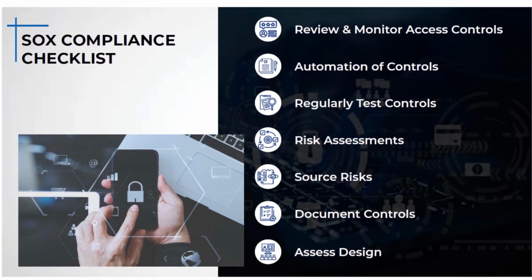Manual controls is not that it's prohibited, but showing that they are being done in a consistent manner will be very difficult for you. That is where we say get automation in place wherever possible. Then regularly test your controls, quarterly, half yearly, yearly. Have a proper schedule in place. Then the risk assessment, then the source of the risk identified, then document the control, and then finally assess the design. So these are the few things.